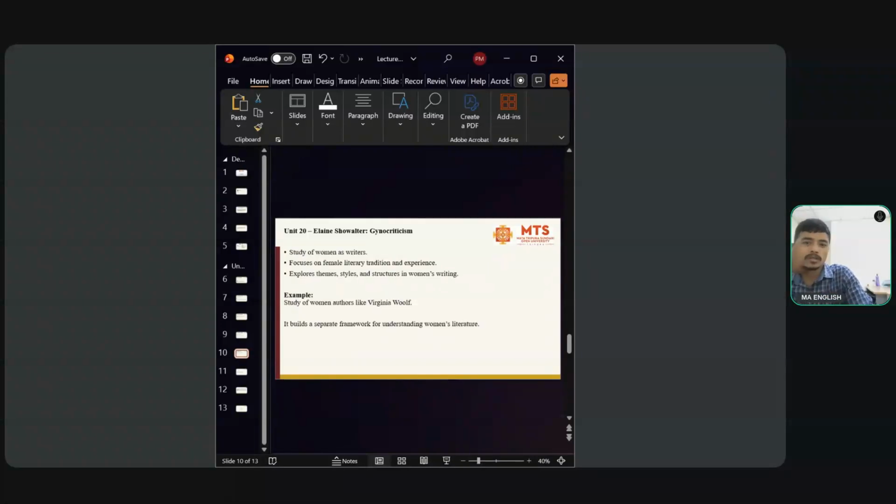Even if you're planning to write, even in your own academic work, you can apply gynocriticism by focusing on women authors, identifying recurring themes in their writings, and situating their work within a broader female literary tradition.